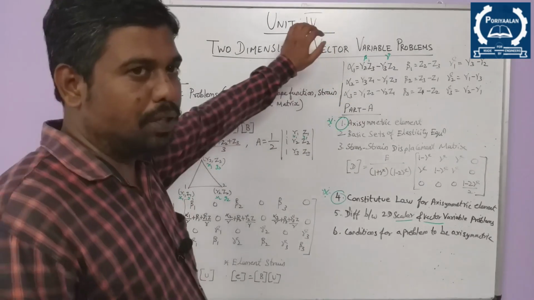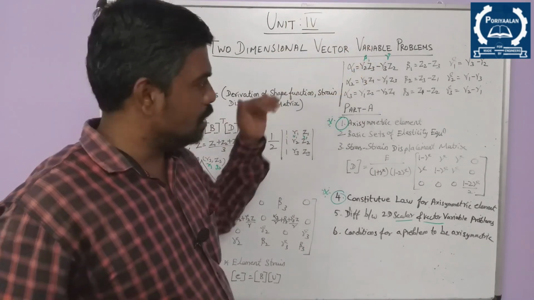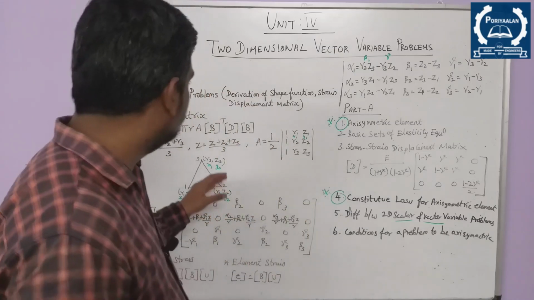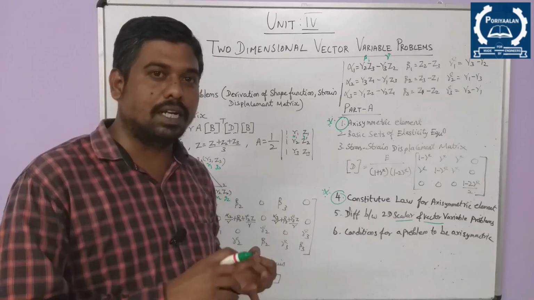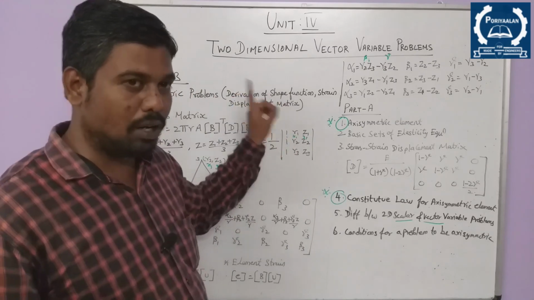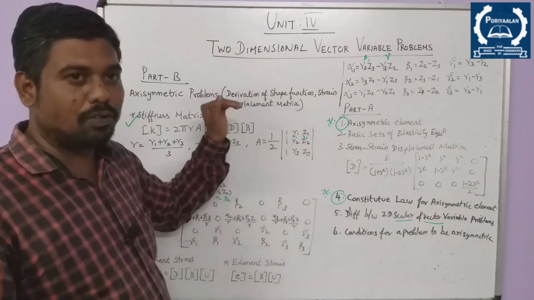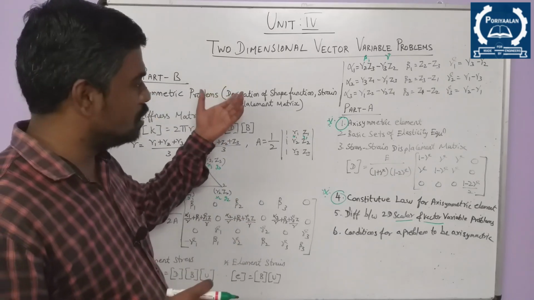Next we move to unit 4. Unit 4 is two-dimensional vector variable problems. What we discussed in unit 3 applies to unit 4 also. In unit 3, the first half is the CST element and the second half is the heat transfer problem. But in unit 4 there is only one option, the axisymmetric problem. 14A is axisymmetric, 14B is also axisymmetric. There is no option for the question they want to ask.